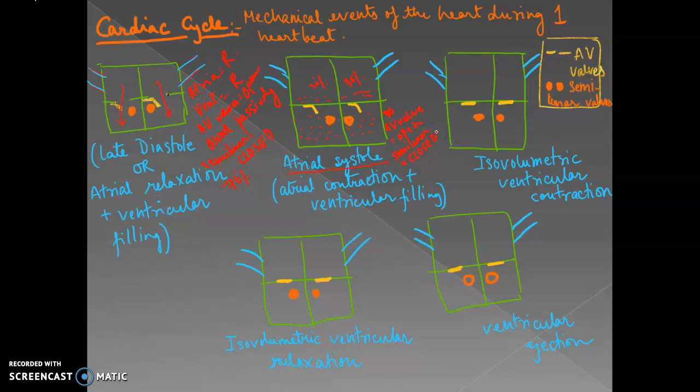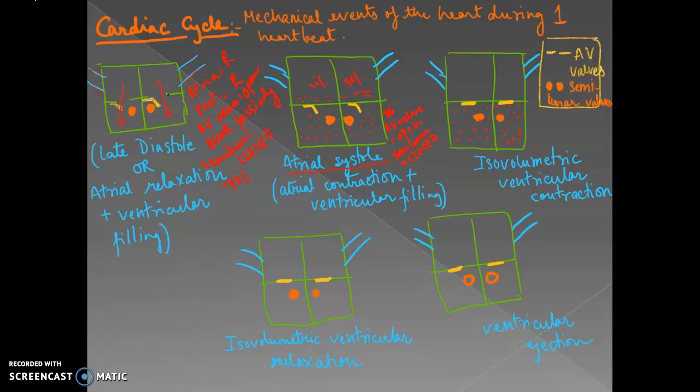Good. Moving on, what's happening next? So right now the ventricles are filled with blood. Too much blood in the ventricles, right? A lot of pressure in the ventricle. The atria has squeezed out all the blood at this point. Now the ventricles will start contracting.